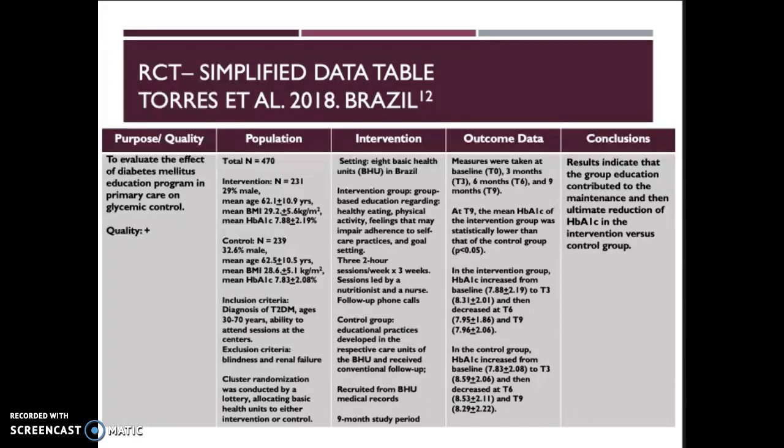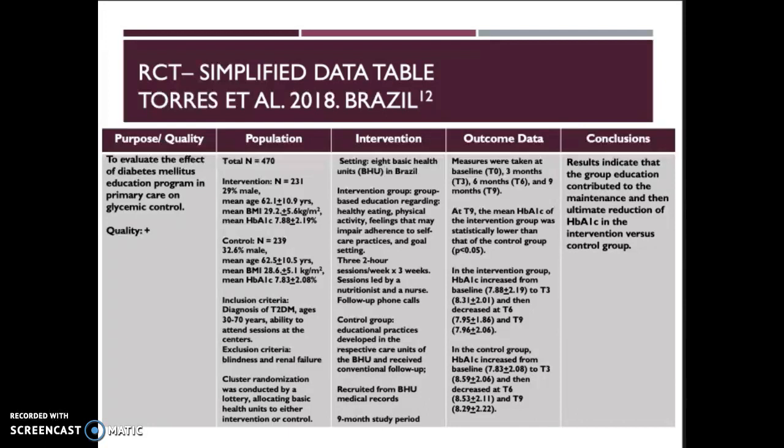The outcome data measures were taken at baseline, 3, 6, and 9 months. So this was a 9-month study period. At the 9th month, or the completion of the study, the mean hemoglobin A1C of the intervention group was statistically lower than that of the control group.